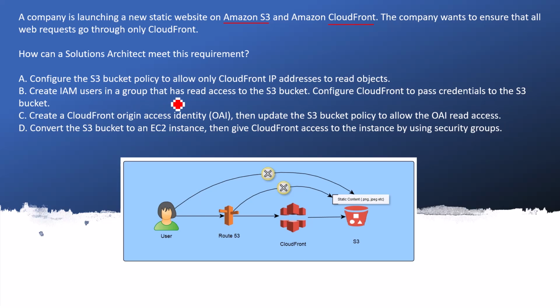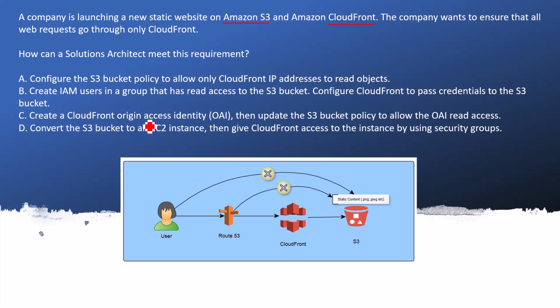Option B: create an IAM user in a group that has read access to the S3 bucket, and configure CloudFront to pass the credentials to the S3 bucket. Here you are creating an IAM user in a group with read access only for the S3 bucket, but then passing credentials via CloudFront. Since the IAM policy has already been assigned to that user, it is not required to pass the credentials. So this option is incorrect.